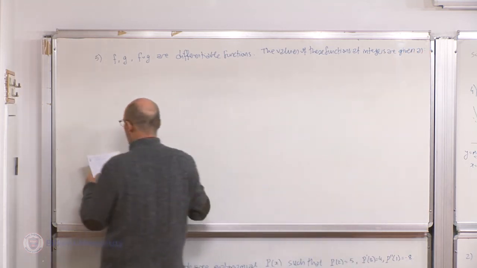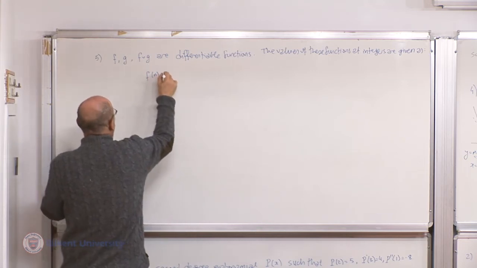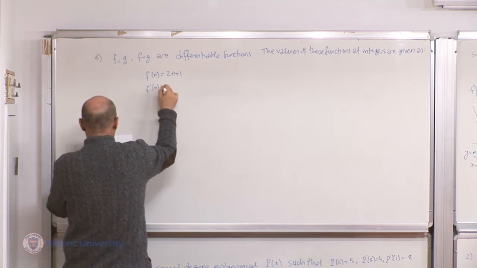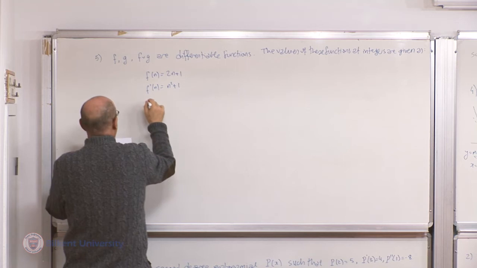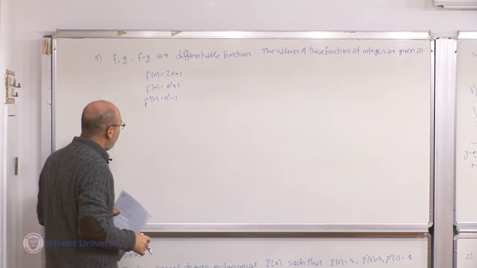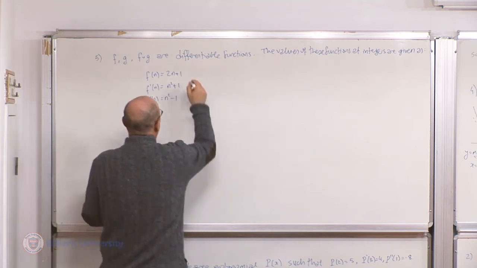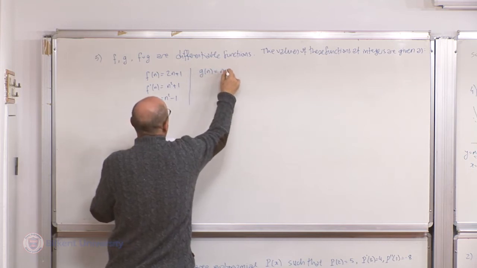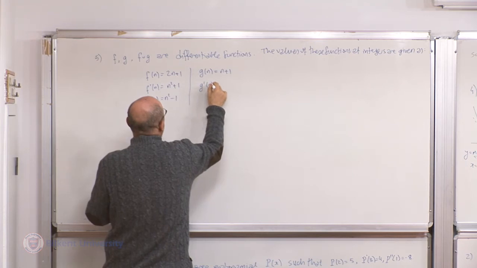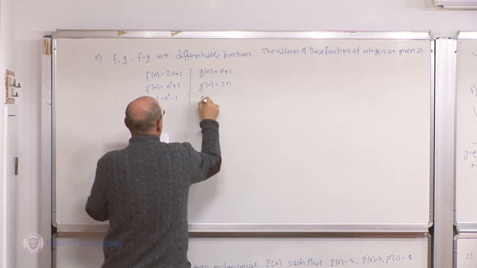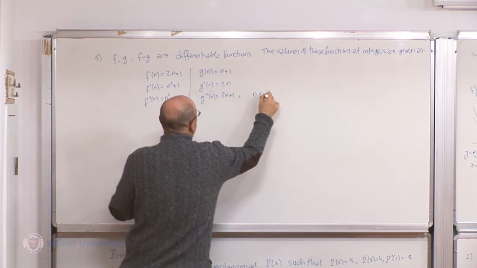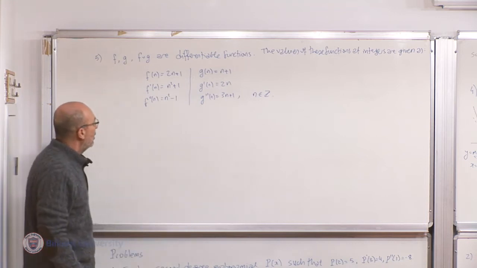Okay, so I just invented something. F of n is equal to 2n plus 1. F prime n is equal to n squared plus 1. F double prime n is n squared minus 1. I don't know if such a function exists. Maybe we can write it. But we are not interested in that. This is just an exercise. G double prime n equals 3n plus 1. And n is an integer.